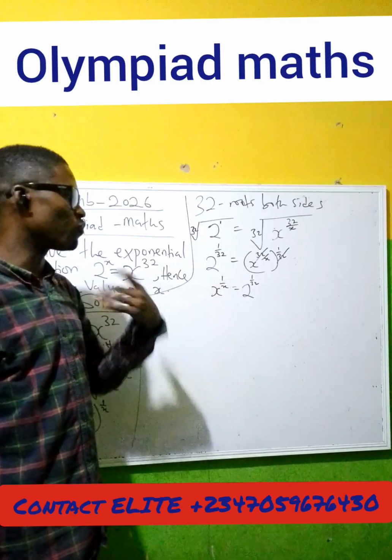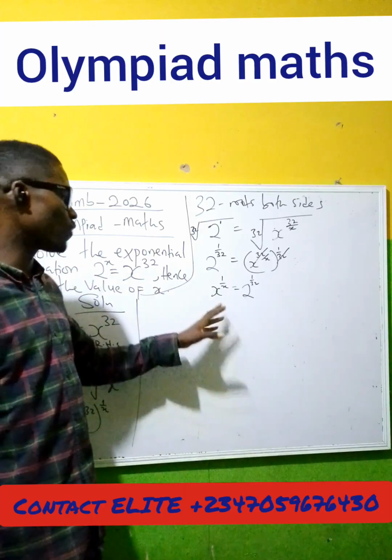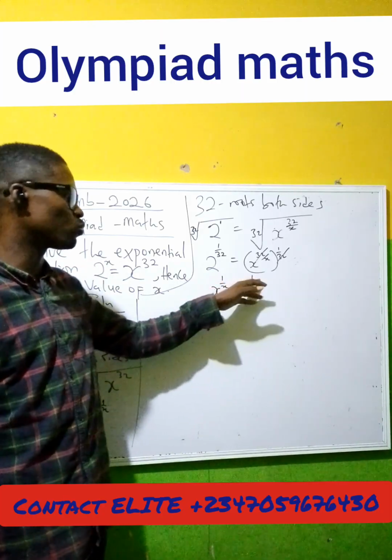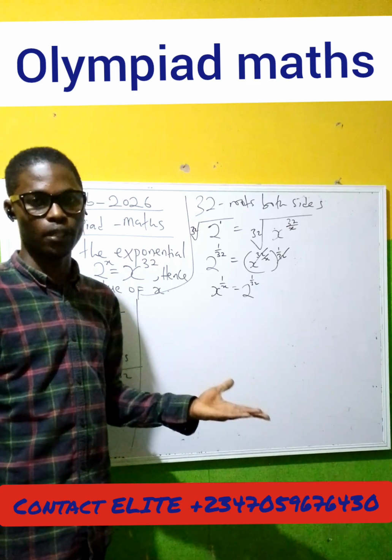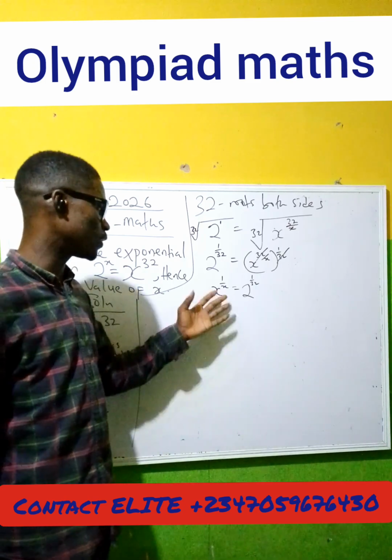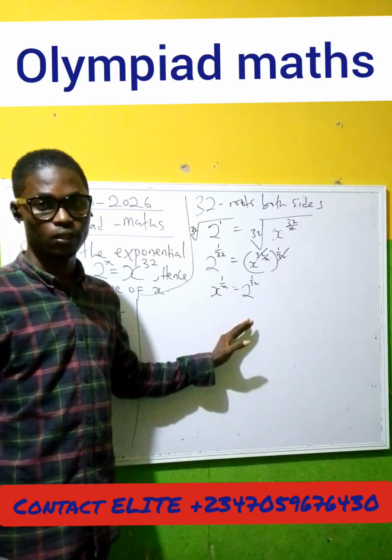Looking at it, you have not gotten the value of x. The only way you can know that you have gotten the value of x is, for instance, if you have x equals 2 and 1 over x equals 1 over 2, then you can say that x is common. You can just equate them to get your value of x. But as it is, we have to balance the value of x, whether for the exponential or the base.